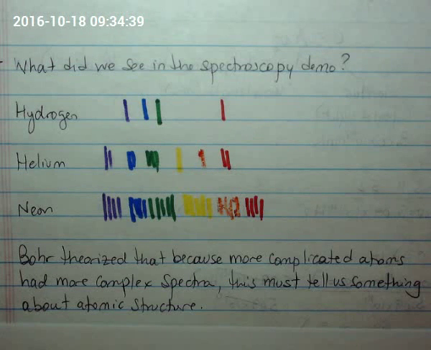Bohr did the same thing, except he took it one step further. He theorized that because more complicated atoms had more complex spectra, that must tell us something about an atom structure. And we're going to spend the whole week trying to figure out what that tells us about an atom structure.